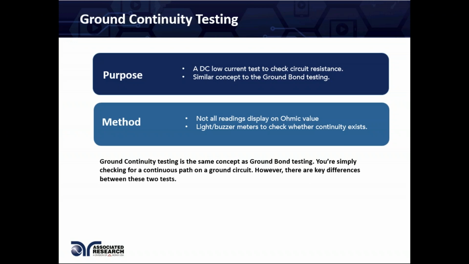A lot of times it's just a visual indication, maybe an LED on the tester that turns on. Specific to Associated Research products, if you've used a ground bond or a HiPot tester from our brand, you'll see that if you set the continuity check to on before a ground bond test, as soon as you make all your test lead connections, the green test button lights up. Basically that's indicating that there is ground continuity. It's measuring continuity. So ground continuity testing is the same concept as a ground bond test. You're simply checking for a continuous path on a ground. However, there are key differences between these two tests.